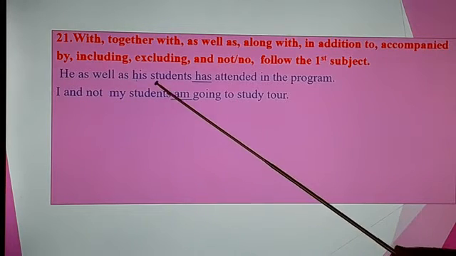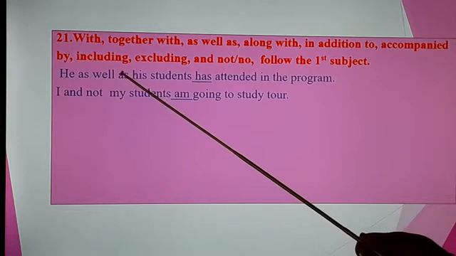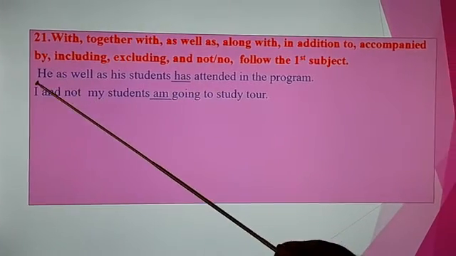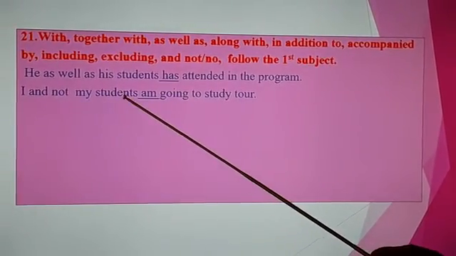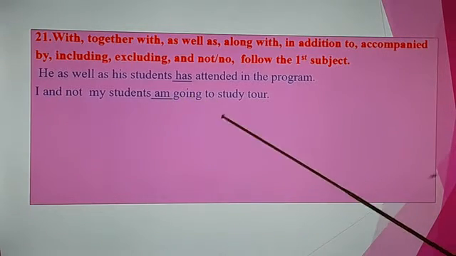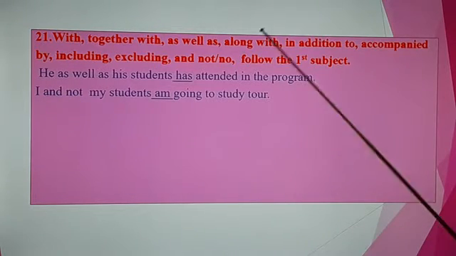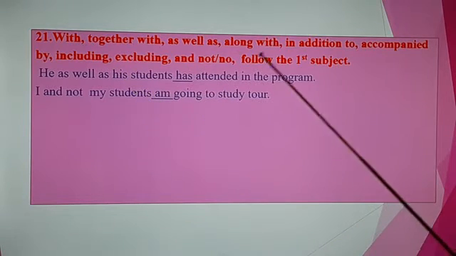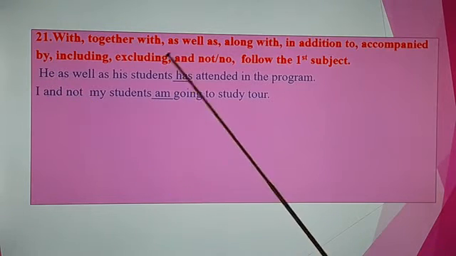So have a look. He as well as his students has attended the program. There the words as well as, and I take has depending on he, not his students. I, not my students, am going to study too. That means I am going to study too. So I take am based on I. You have to keep in mind one thing very clearly: if you find these words, you have to take the verb depending on the first subject.